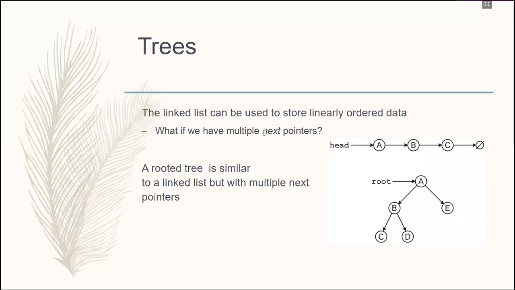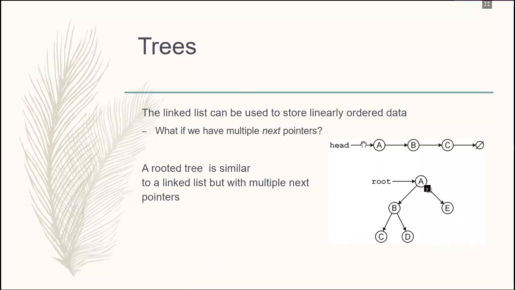And what if we have multiple next pointers? We'll discuss it in the upcoming lectures. In general, it will look something like this. It will start with A and then B, C. It's almost like a tree, like it's growing downward. A rooted tree is similar to a linked list, but with multiple next pointers.